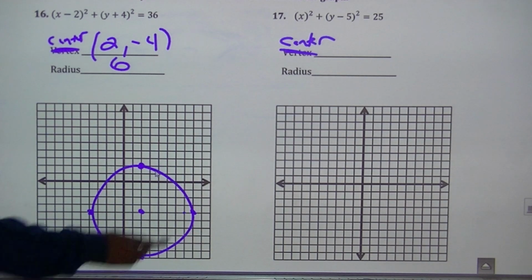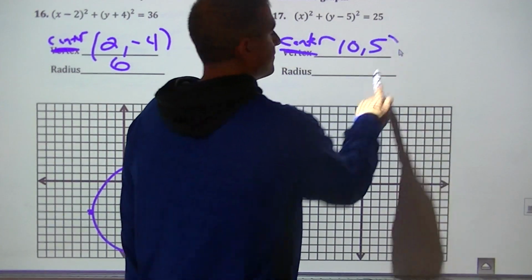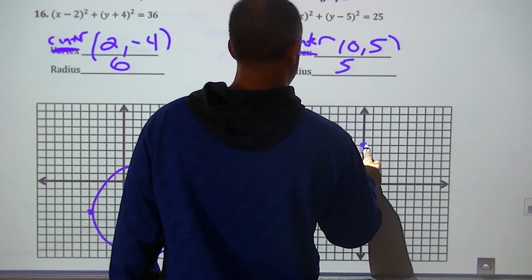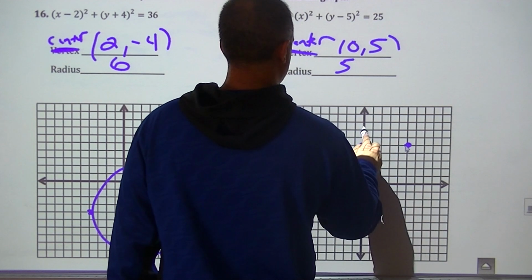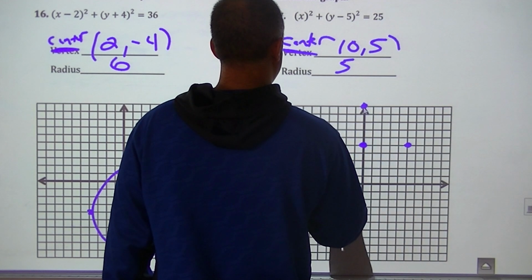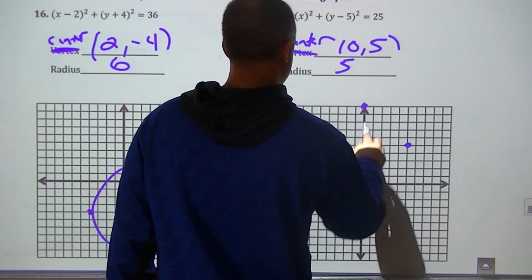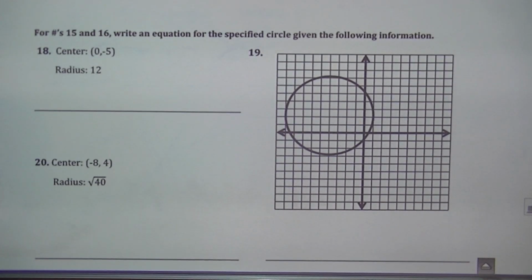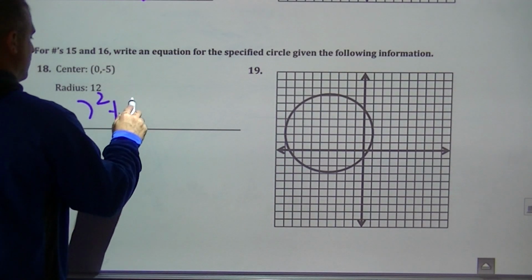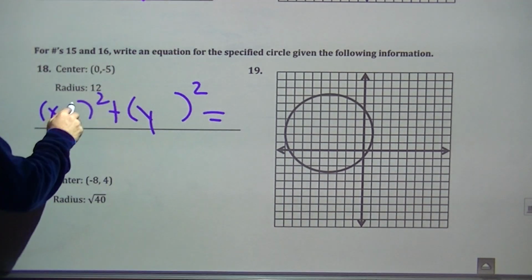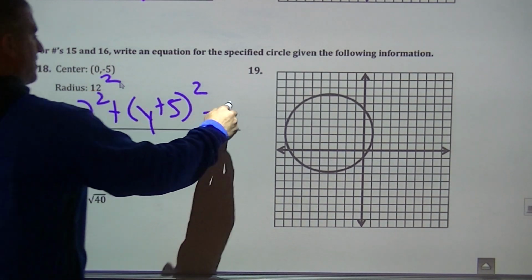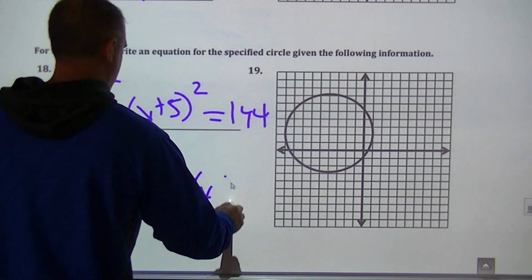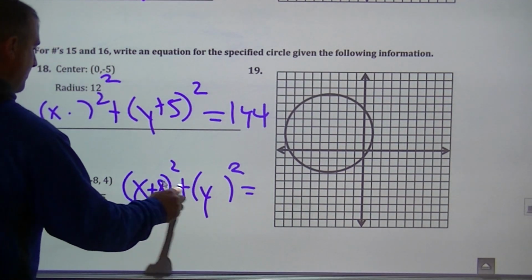There you go, there's your center. Center here would be 0, 5. The radius would be 5. Okay, write the equation. Circle's easy because it's all on one line. Nothing in there, positive 5 there. Square that would give me 144. This one would be squared plus y squared equals, I would put plus 8 here, minus 4 here.